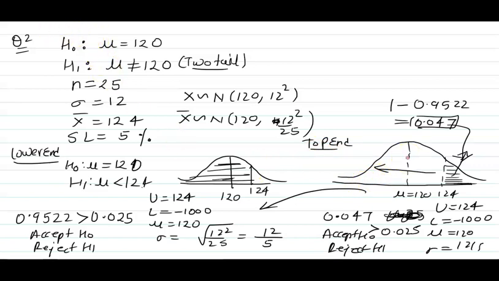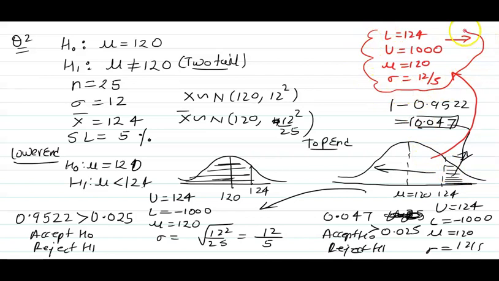And for this part of the question, for the upper part, you can use this as well. Here, lower value you can take 124 and upper value on this side, plus infinity, so we can take 1000. Mu is 120 and sigma is 12 over 5, right? And then you'll still get the same answer. How much are you getting when you take this value? 0.0478. All these answers are nearly the same, so you can do it either way, whichever way you like.